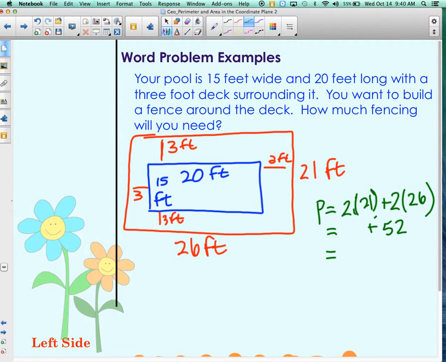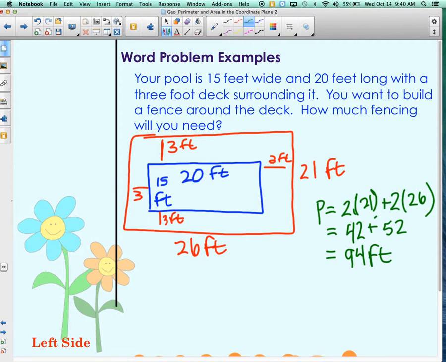Is that the sum of 9 and 10? 42. There we go. Okay. 42 plus 52 gives me 94 feet. I need 94 feet of fencing.